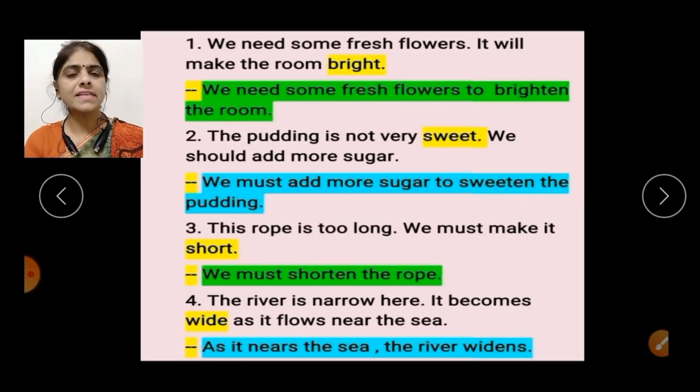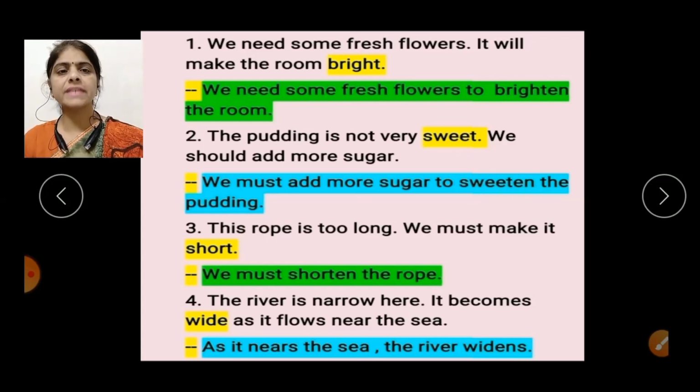Here let's start with the second sentence, that is, the pudding is not very sweet. We should add more sugar. In this sentence you can see the highlighted word sweet. It is an adjective and we need to add en to form a verb. So the sentence will be, we must add more sugar to sweeten the pudding. Here sweeten is a verb.